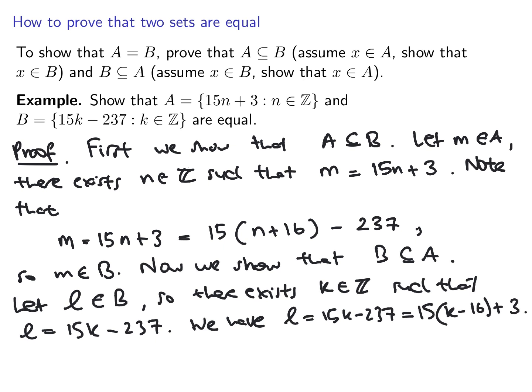Alrighty, so that shows that L is in A, right? Because anything in A can be expressed as 15 times an integer plus 3. So we've shown that A is in B and B is contained in A. So we conclude that A is equal to B. And we are done.